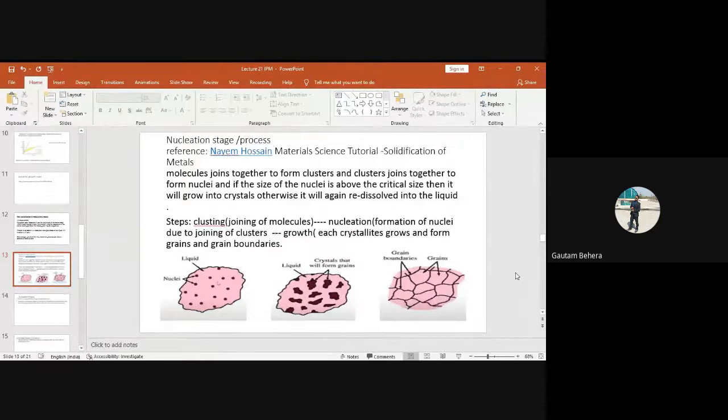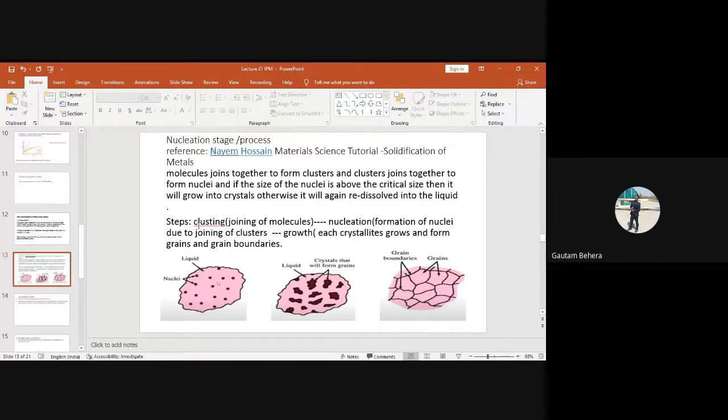Now we'll discuss the nucleation stage or process. So just have a look at this first image. This entire light pink color is the liquid. So initially we have a liquid only. Now a solid tiny particle is forming, that is nuclei. And this has been grown, and finally it will become grain and grain boundaries, because each crystal or grain will grow and meet the adjacent crystal. And that meeting point is nothing but the grain boundary. If you remember, grain boundary is a defect because the orientation of atoms is different in that particular region.